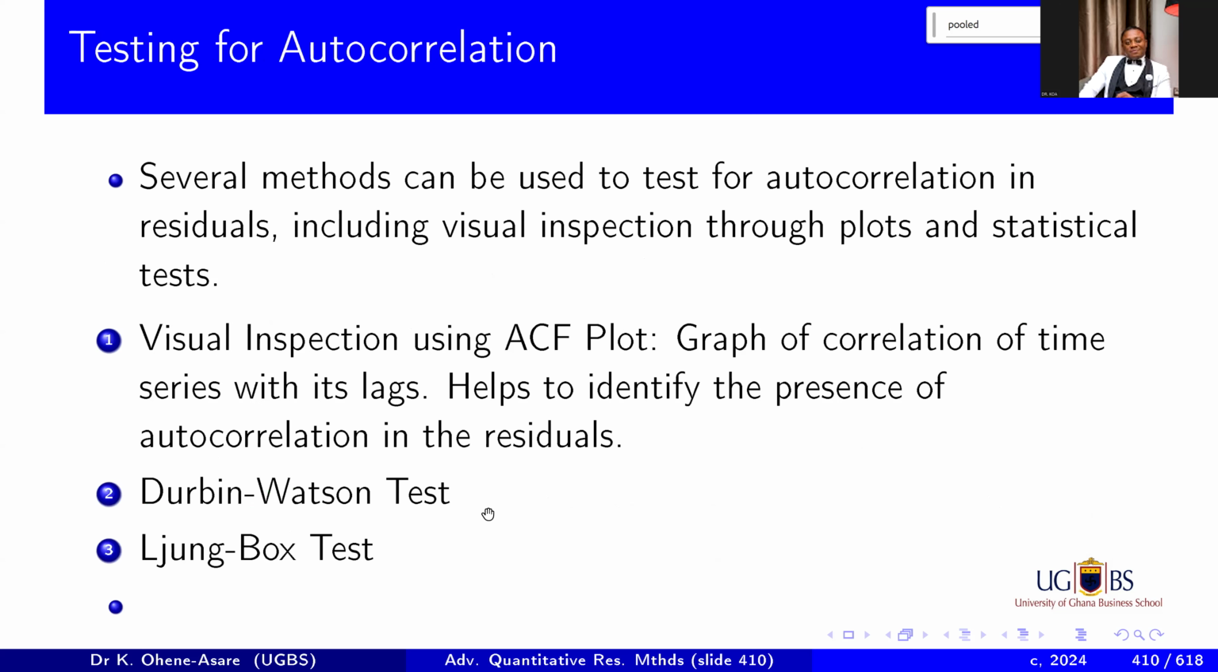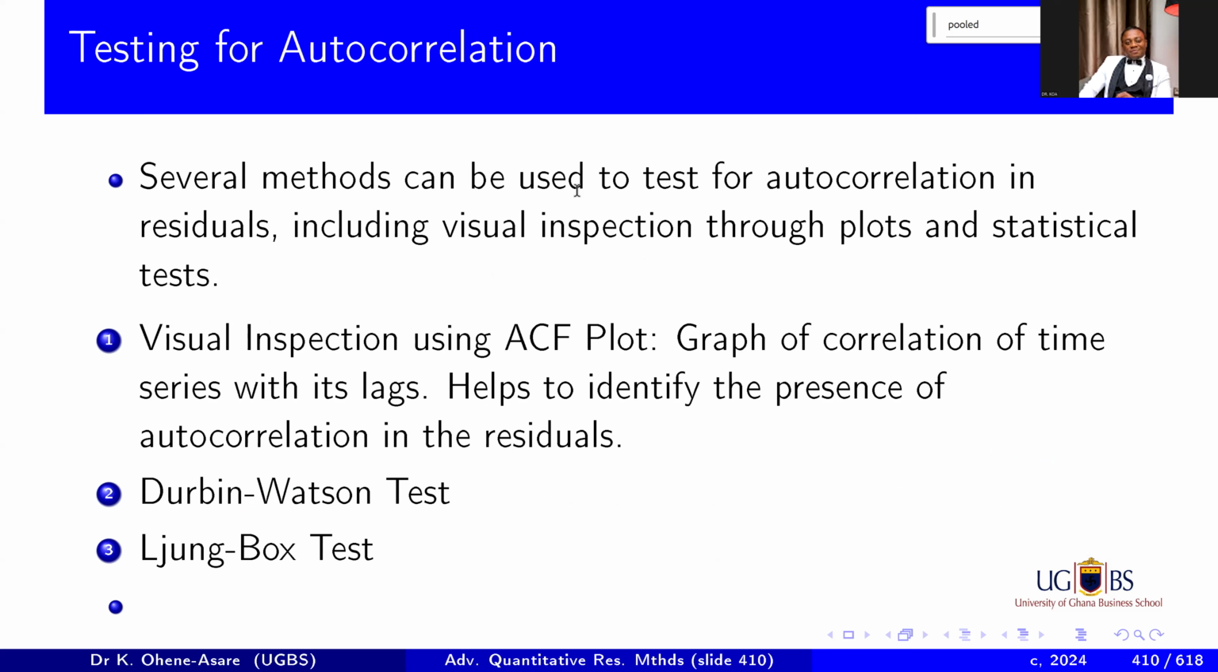So let's try one. And then we'll see the thing. How do you test it? Okay, you see, one thing is detecting it, another is testing it. What's the difference? Detecting is done graphically. Testing is done using a statistical test. And there are several methods that you can use to test the presence or the absence of autocorrelation in the residuals.